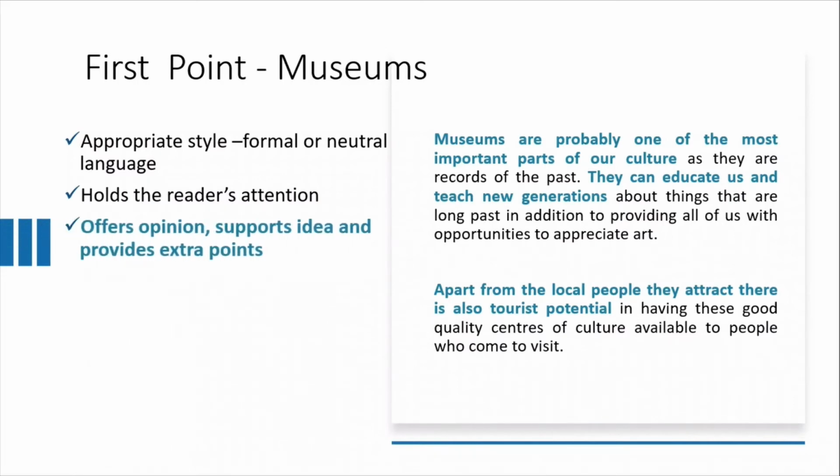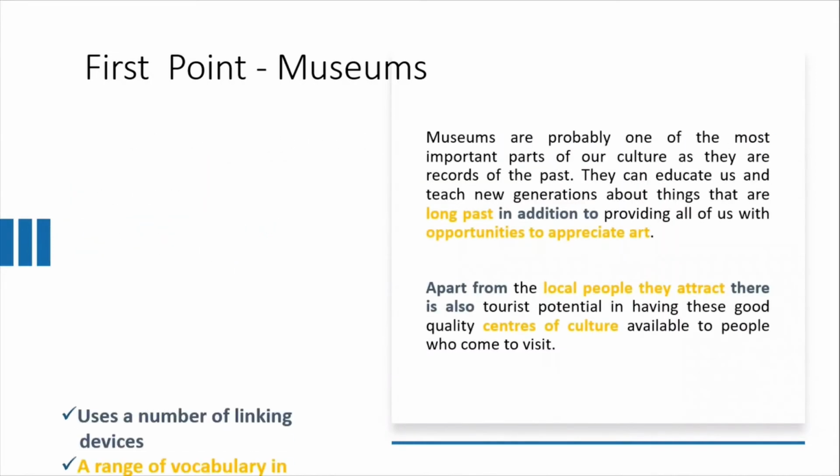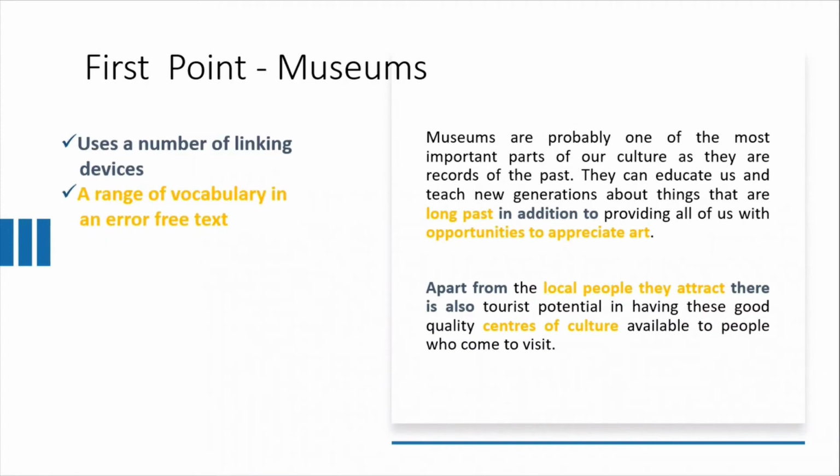We can see clearly in this paragraph that the writer has offered opinions. They've provided support ideas. And then finally, at the bottom of this paragraph, we can see that they've offered an extra point. And these are all very important things to do. If we look at the language, again, it uses a range of linking devices, and they are suitably used in this case. And we can also see a good range of vocabulary in a text that has no errors. Let's take a look at the next paragraph.